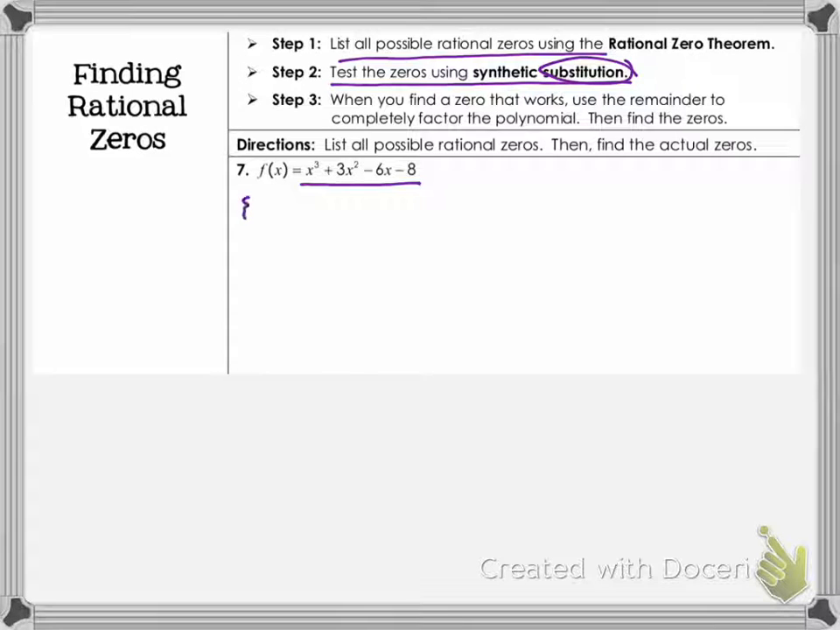So let's list out the P's. The possible P's are, for 8, it's 1, 2, 4, and 8. All right, those are the only factors of 8. And then nicely, we have a 1 in front of the leading coefficient, so Q is just 1. So if we want to list out the possible rational zeros that we could have, we would have plus or minus 1 over 1, plus or minus 2 over 1, plus or minus 4 over 1, and plus or minus 8. So hopefully one of these will work.